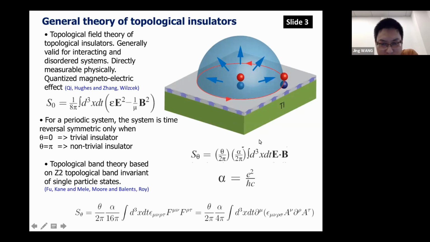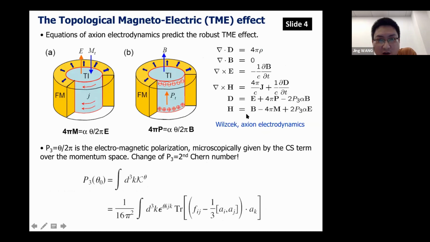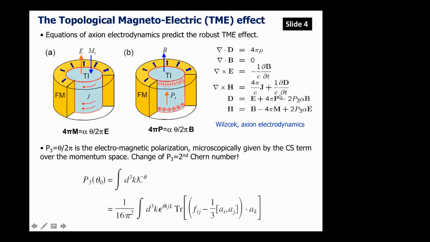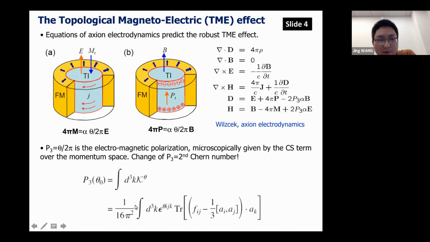Basically, when you do the Euler-Lagrange equation, you get the Maxwell equation. Besides the conventional Maxwell equation, you get an additional term. That additional term means the B field gives you a charge perturbation, while the electric field gives the magnetization. That's the topological contribution to the magneto-electrics. This is the basics of the field theory description of topological insulators, where this P3 term, which we also call theta, can be calculated microscopically from the Chern-Simons term in the momentum space of the band structure.